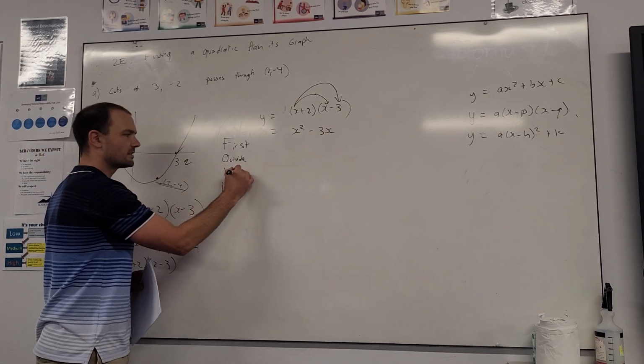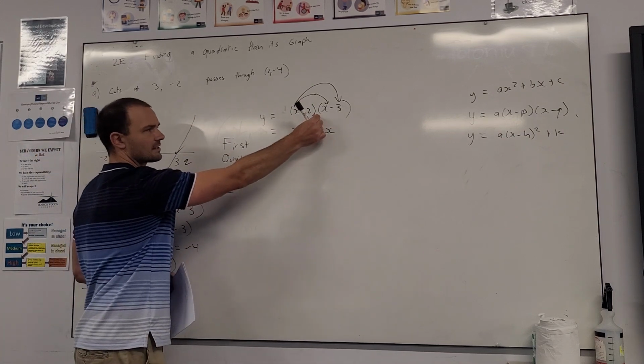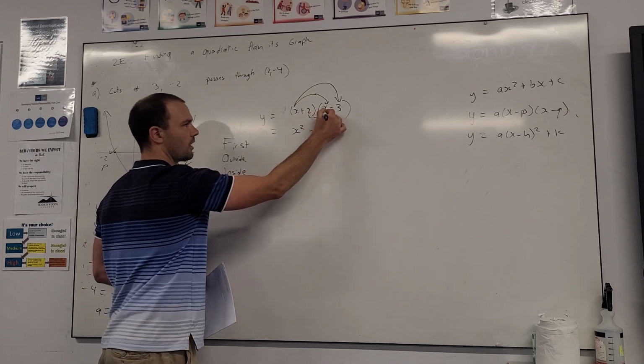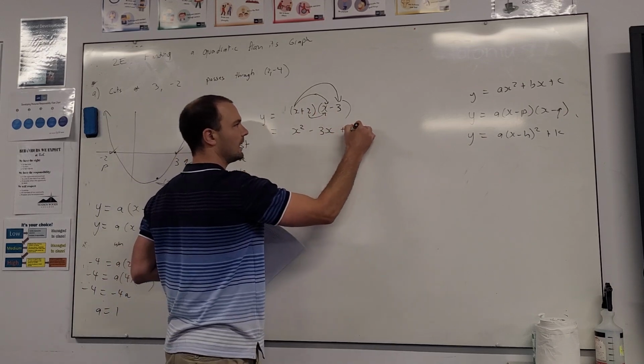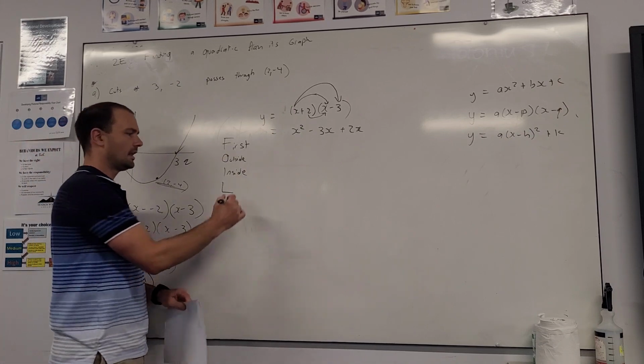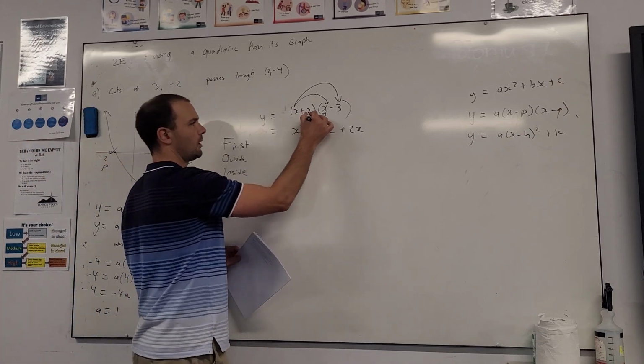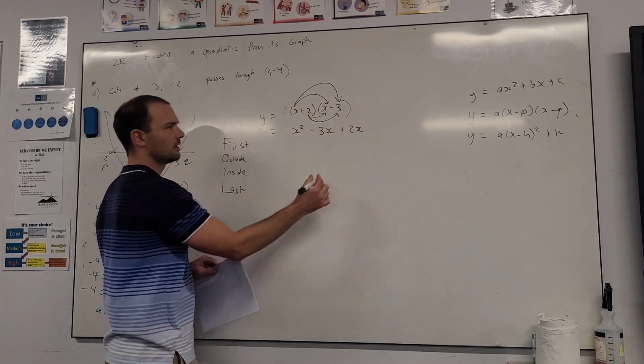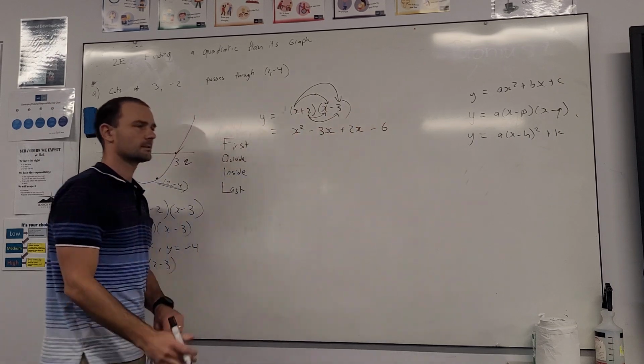I is for inside terms. So they're the ones that are next to each other. So we're going to do 2 times x. That's going to give me plus 2x. And then L is for the last terms. So I'm going to multiply 2 by minus 3. That's going to give me minus 6.